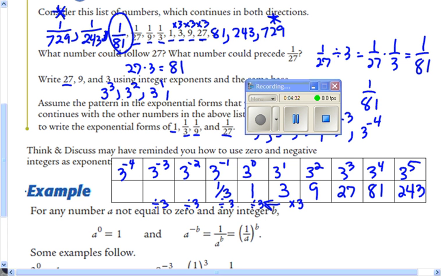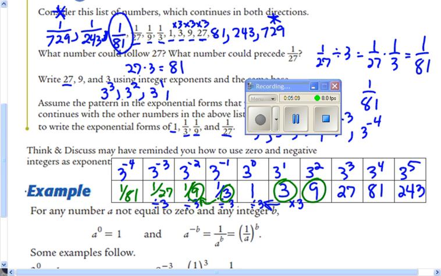So 1/3 divided by 3, or 3 to the negative second, is 1/9. 3 to the negative third is 1/27. 3 to the negative fourth is 1/81. And in general, you can see that this denominator for 3 to the negative first is the same as 3 to the first, this denominator for 3 to the negative second is the same as 3 to the second.